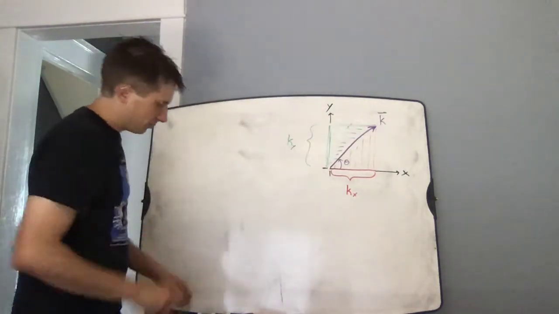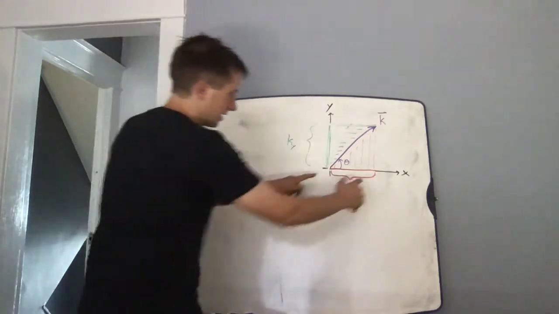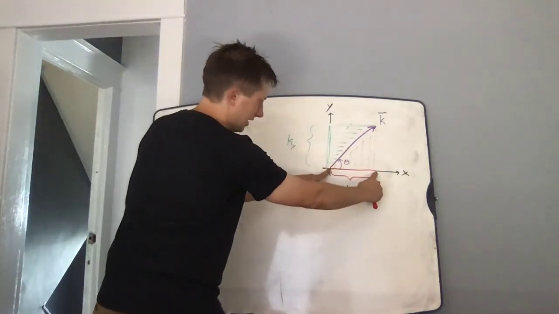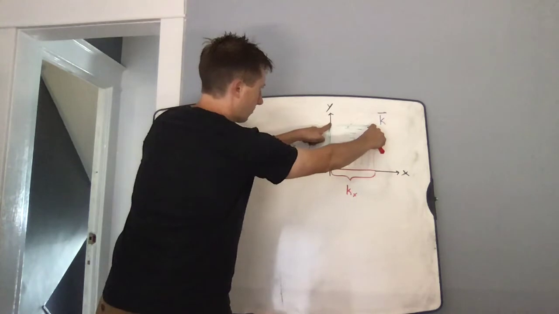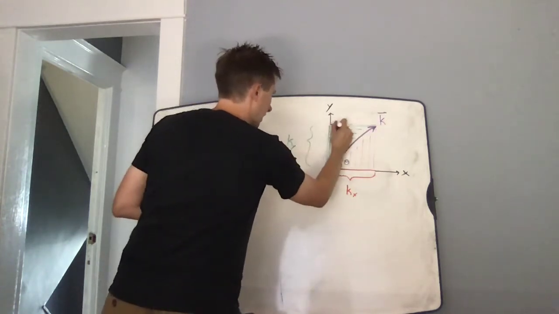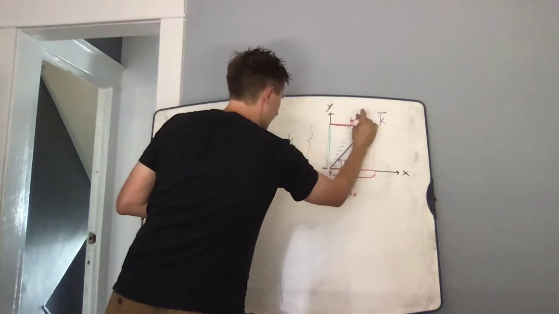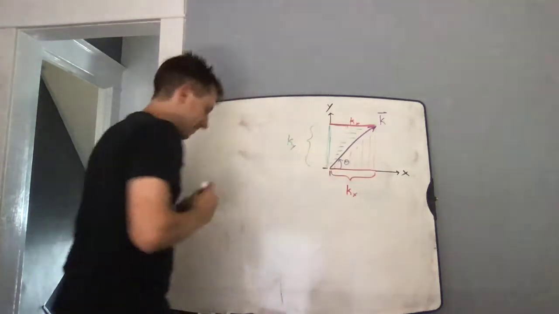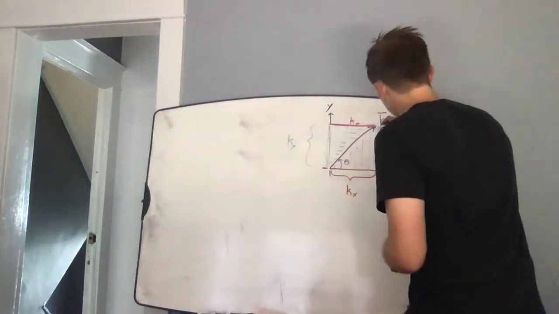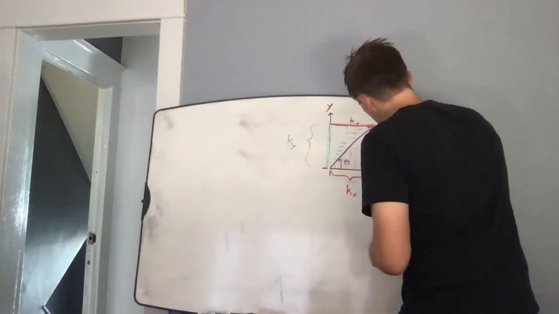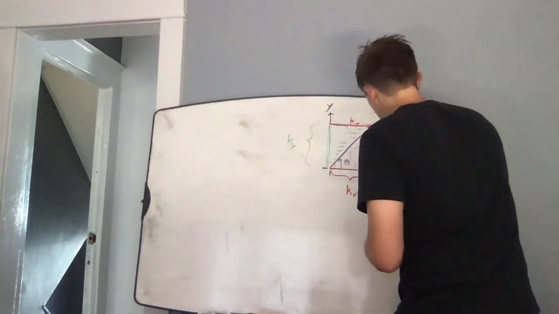I could think of all of those as being the same thing. Now, if I look at this picture, I notice kx is this amount. If I bring it up, this is also going to be kx. So this distance here is also kx. And this distance here is also ky.